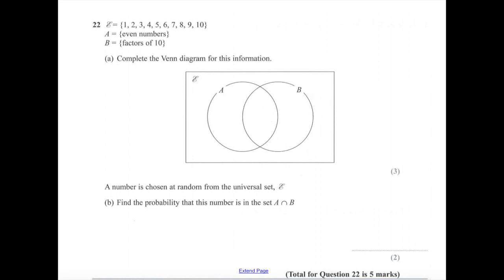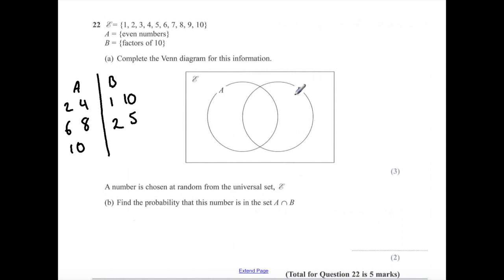The first thing I'm going to do is list all the even numbers. So A, list all the even numbers from here. So we have 2, 4, 6, 8 and 10. And on this side, I'm going to list all the factors of 10. So 1, 10, 2 and 5.